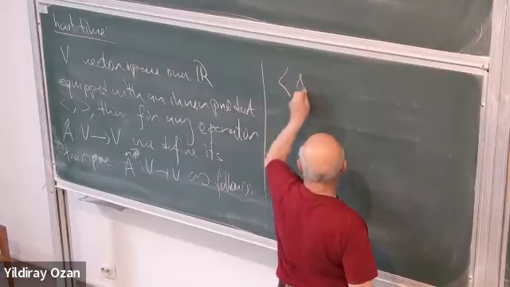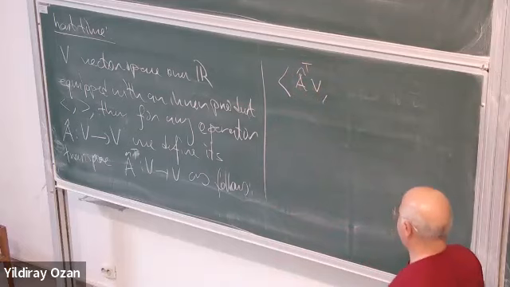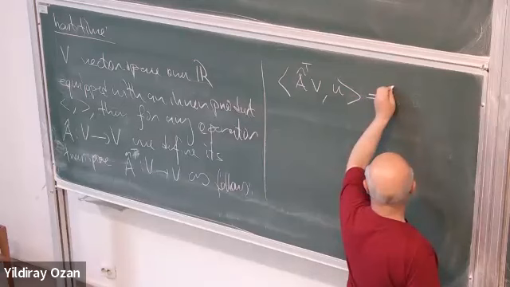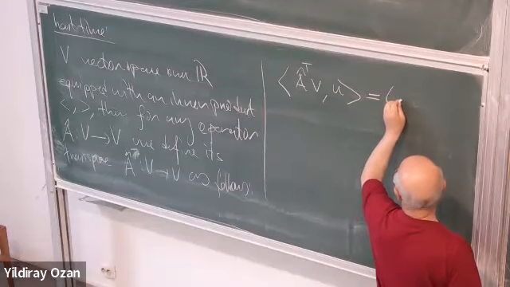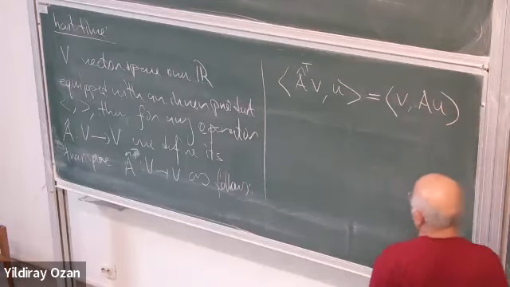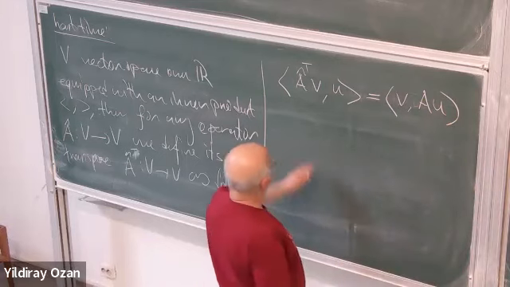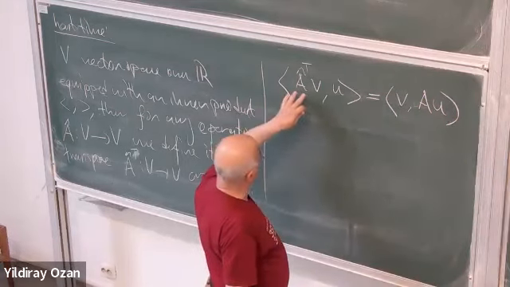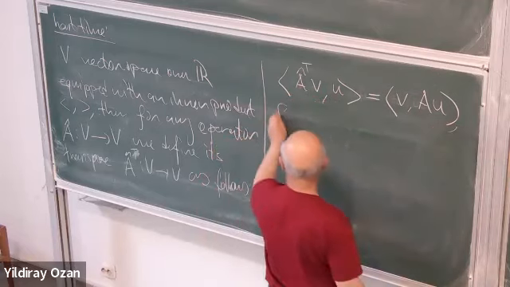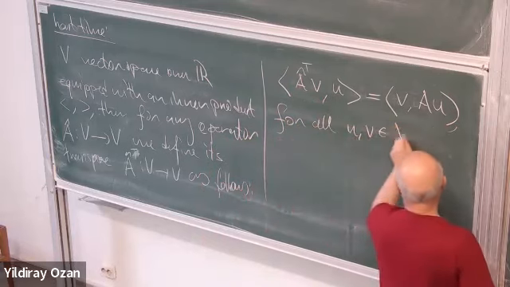So A transpose, for vectors V and U, is defined by the identity: the inner product of A transpose V with U equals the inner product of V with A U, or vice versa. So A transpose is the operator that satisfies this identity for all U, V in E.